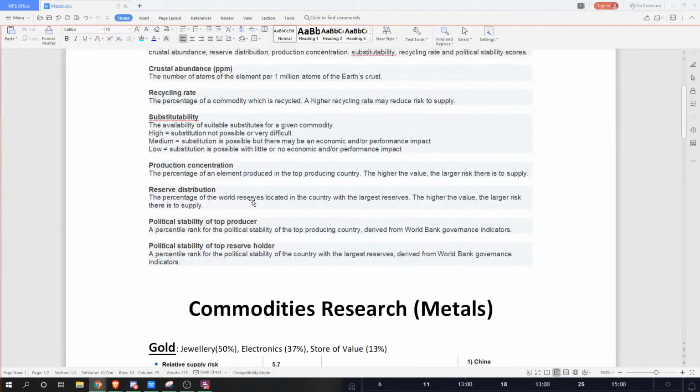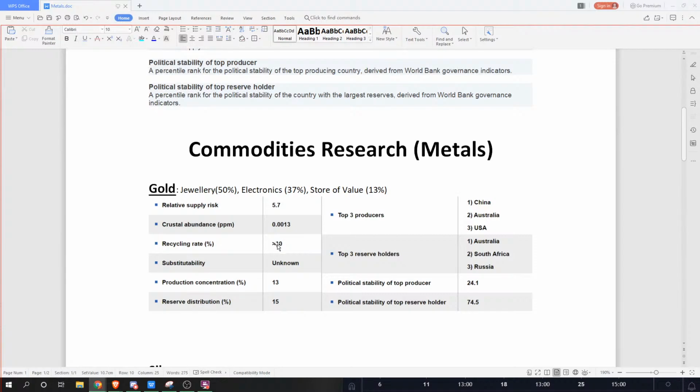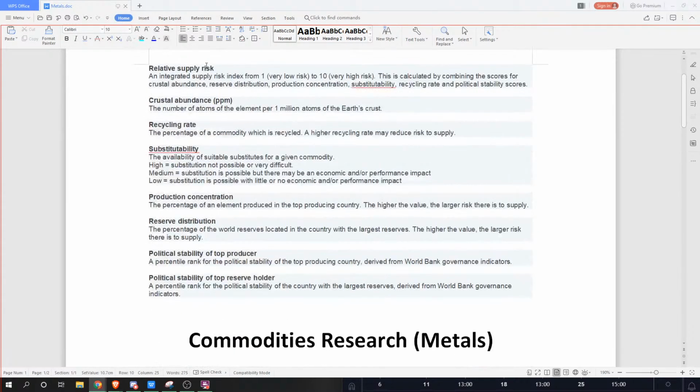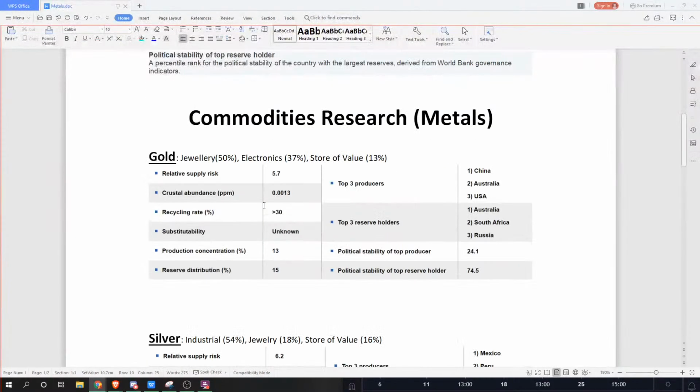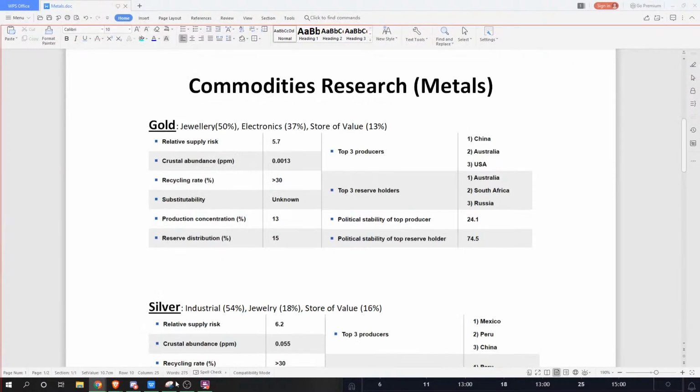So first things, we're going to look at some kind of rankings, I guess you could call it, for these metals, and we see that there are some certain specifications that we are looking for. We're going to look at relative supply risk, the recycling rate, the ability to substitute that metal with another metal, and then also the production concentration, reserve distribution, political stability of top producer, and political stability of the reserve holder. So we're going to get into this right now. Let's quickly look at gold.